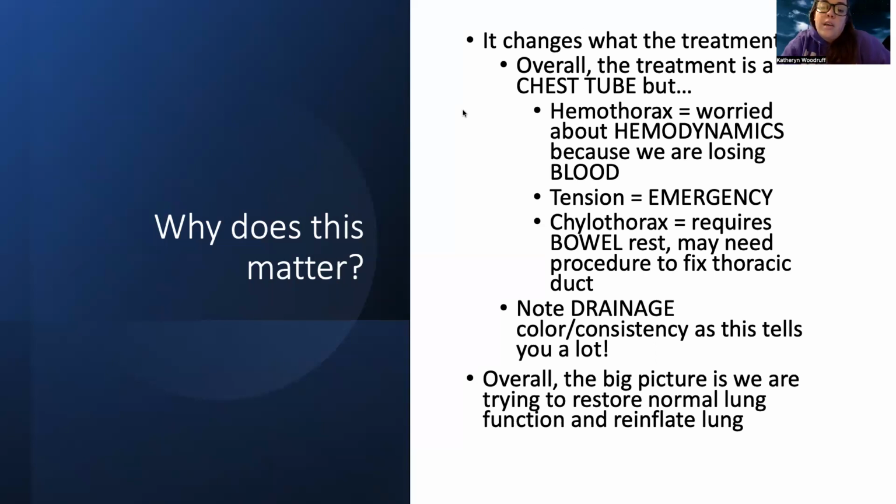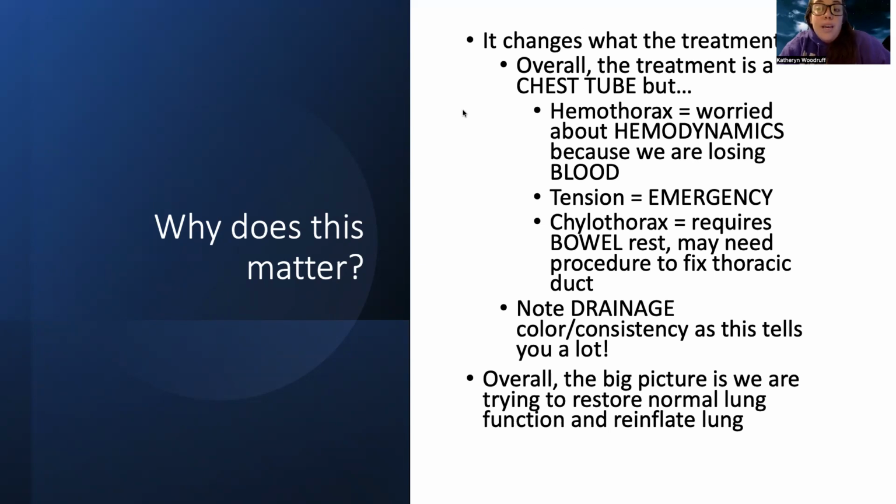As the nurse, as a whole with chest tubes, we want to note the color and consistency. It tells you a lot. We had a patient that didn't have a pneumo, but had a pleural effusion. Anytime we put a chest tube in, we always want to look at the color. At first it was serosanguinous, which would be expected. But then there was pus coming out, which tells me, hey, there's infection here. So we always want to look at what's coming out.